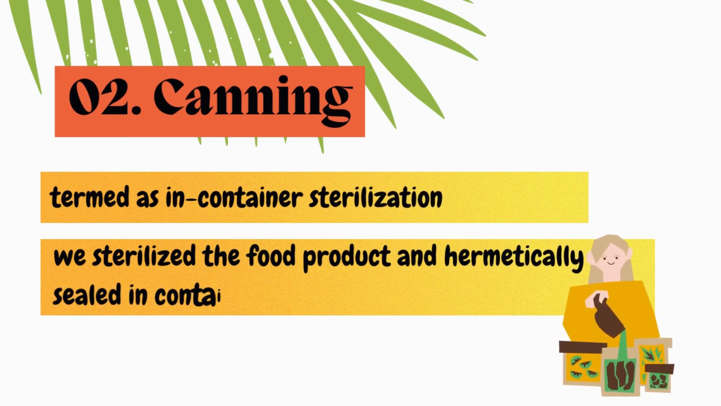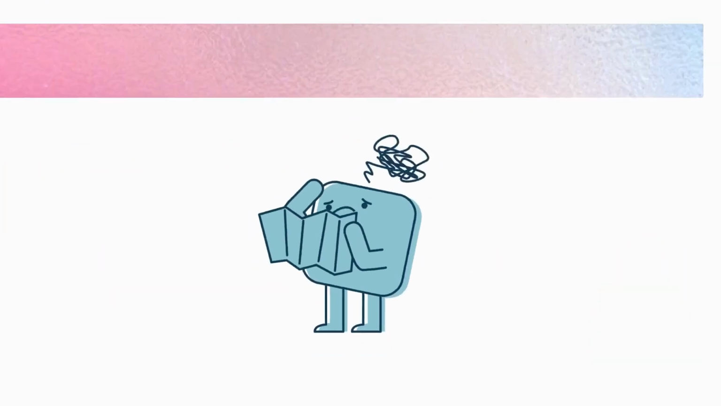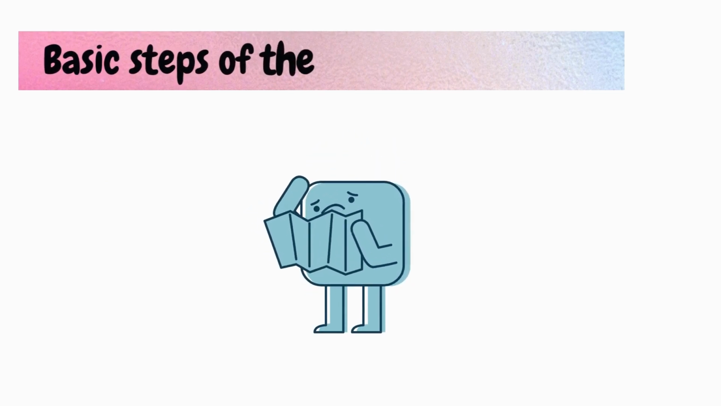This method is also termed as in-container sterilization. In this method, what we are doing is we sterilize the food product and hermetically sealed in containers to preserve them. Do you know what are the basic steps in canning process?